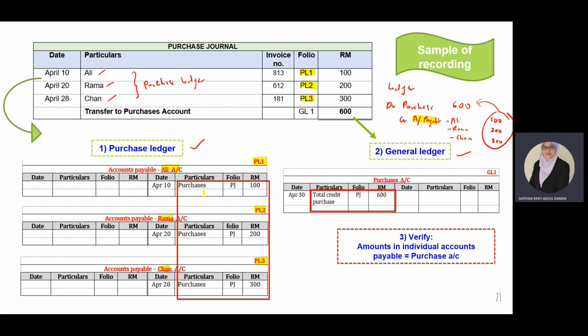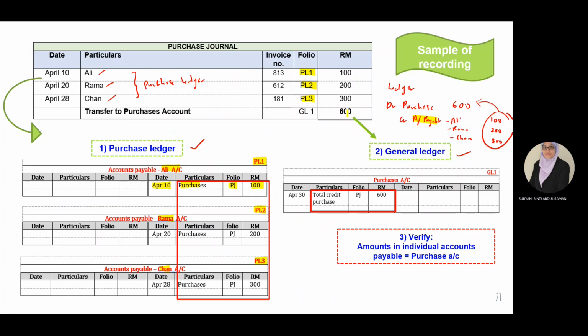So on credit side, you will record the detail of the transaction. So on April 10, particulars purchase and the amount is 100. And the folio in the purchase ledger is referring to the name of journal. Okay, we put in the acronym PJ. PJ stands for what? Purchase journal. So you do the same thing for Rama and Chan.